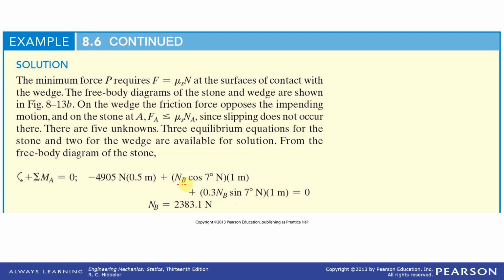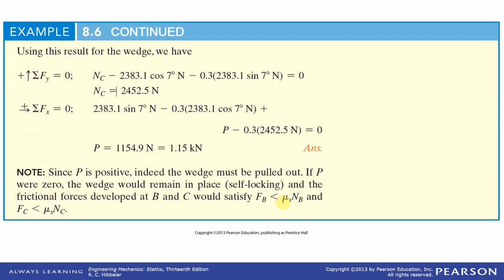The only thing we don't know is NB. Everything else we do know, so there's the calculation for NB: 2383.1. Now we go to the wedge. Force in the y direction. So we'll have to go back and take a look at this.